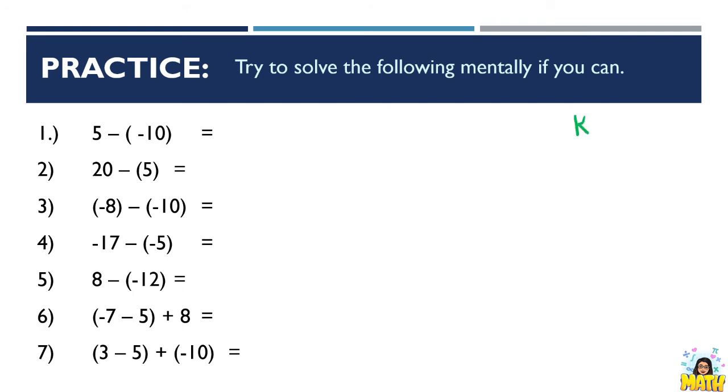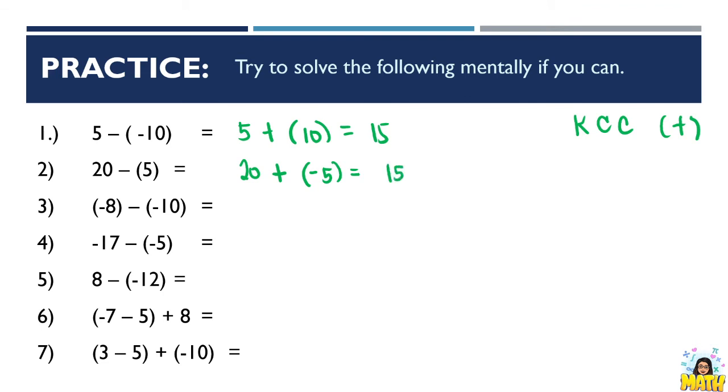Again, the rule is keep, change, and proceed to the rule of adding integers. So number 1, keep, change, and change. Positive 15. Number 2, we keep the minuend, change the operation, and change the sign of the subtrahend. It will now be negative 5. So when we add different signs, we simply subtract their absolute values and copy the sign of the higher absolute value. So that is positive.